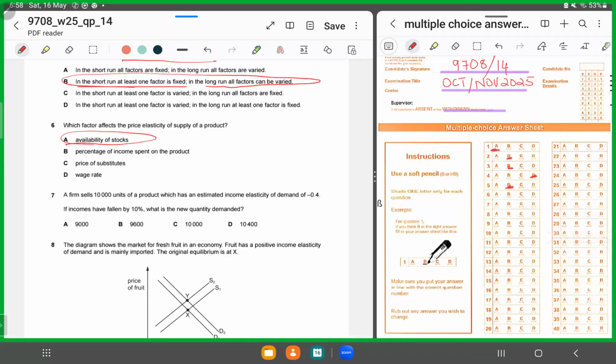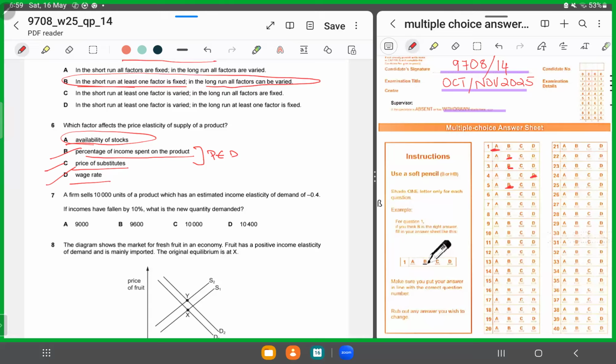Why can't it be B and C? Because B talks about percentages of income spent on the product, prices of food. This all relates to price elasticity of demand. D talks about the wage rate. It can't be the wage rate because once we are talking about the wage rate, we are talking about the output and we are not determining the elasticity. So it cannot be C, it cannot be B, it cannot be D. It has to be A.